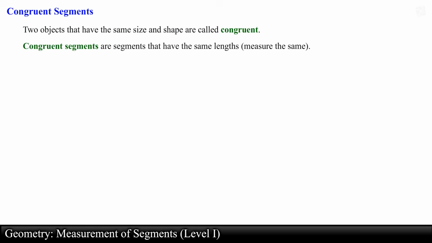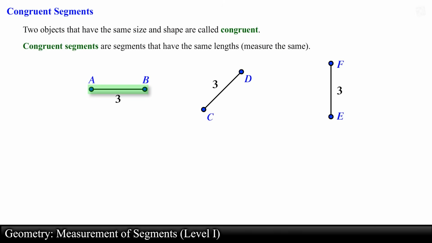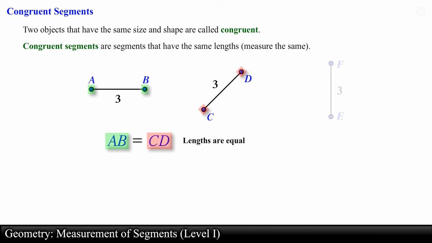In other words, the segments have equal measurements. In the figures shown, segments AB, CD, and EF are congruent. To indicate that segment AB and segment CD have equal lengths, or to denote that the distance from point A to point B equals the distance from point C to point D, we write AB equals CD, without using the line segment or bar symbol on top of the letters.